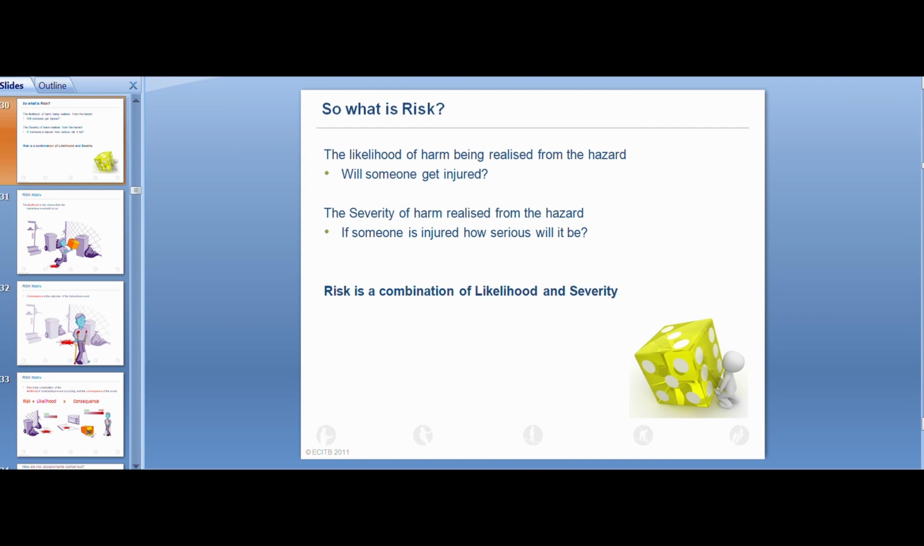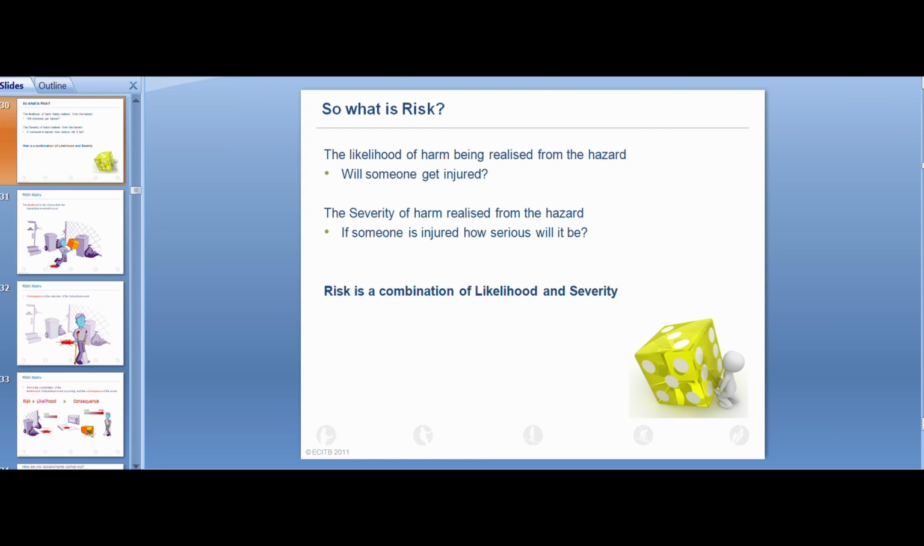What is the risk? Risk is nothing without two things: likelihood, the chances of how things can go wrong, and severity, the consequences. If something goes wrong, what will be the result? How much injury, how much ill health, how much property damage. So the multiplication of the likelihood, the chance of things going wrong, and the severity, what the result will be, is called the risk.